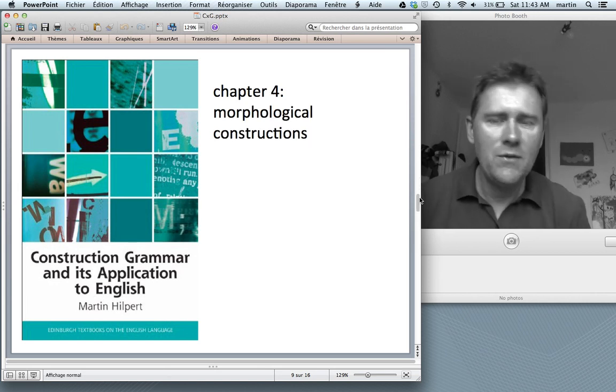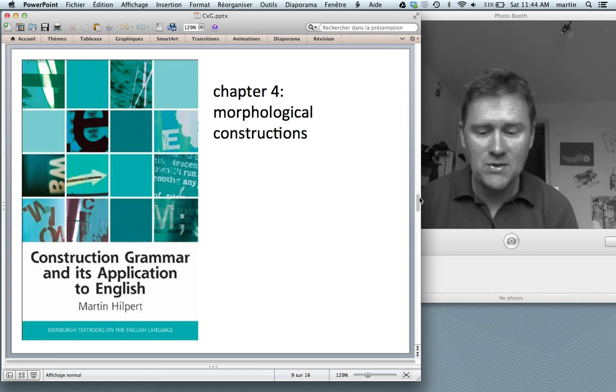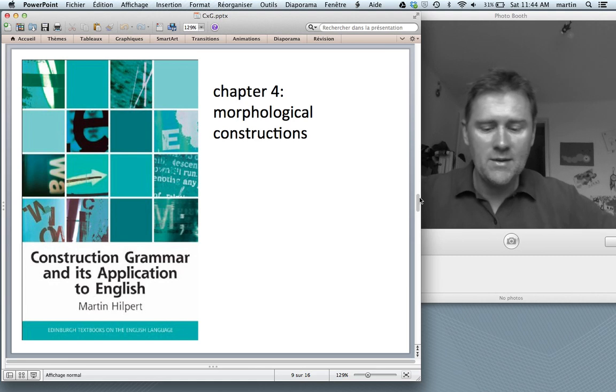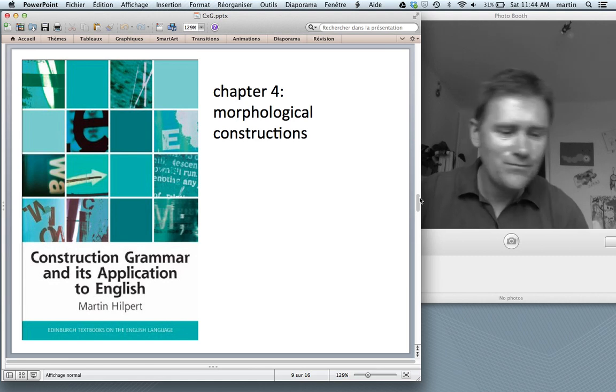Chapter 4 focuses on morphological constructions. Most work in construction grammar has focused on syntax, how words are put together to form phrases and sentences, but there's in fact very interesting work on how complex words and their component parts can be understood as constructions.